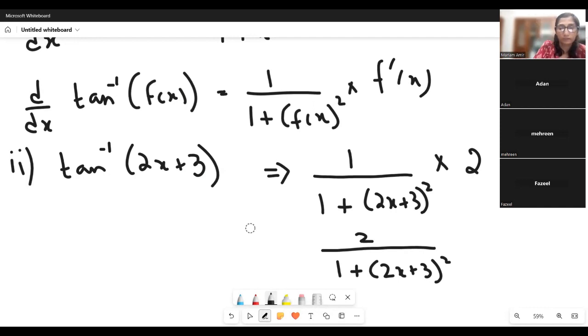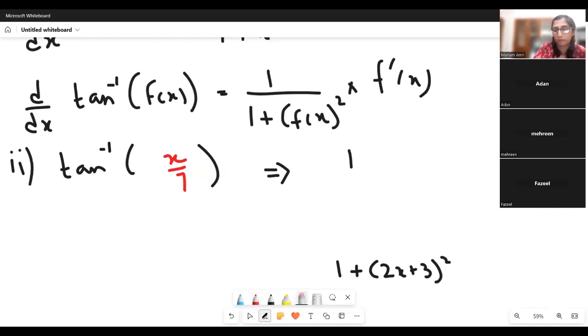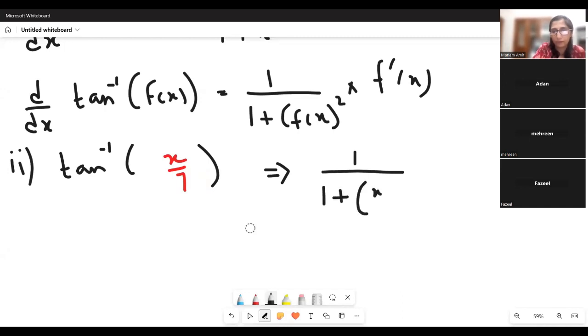Okay. Next is tan inverse x upon 7. Okay, the same formula, tan inverse fx, the derivative of which is 1 upon 1 plus fx whole square times the derivative of x upon 7. The derivative of x upon 7 is 1 by 7.